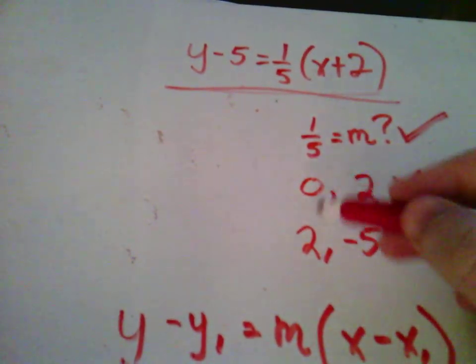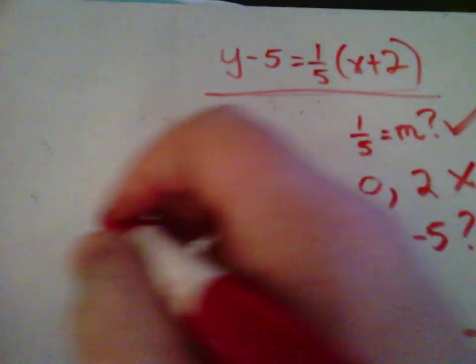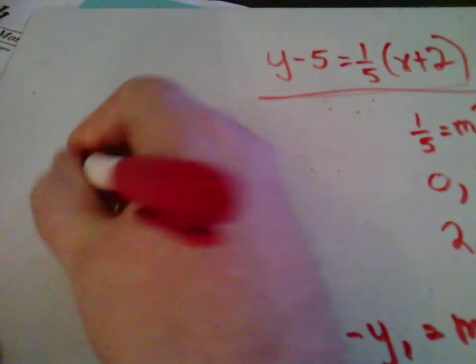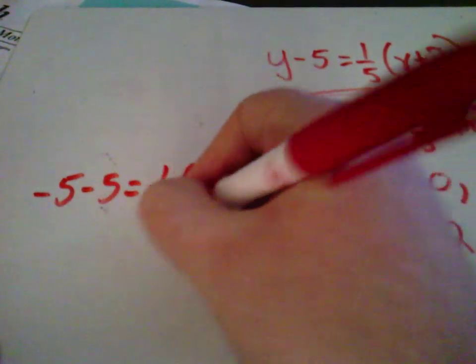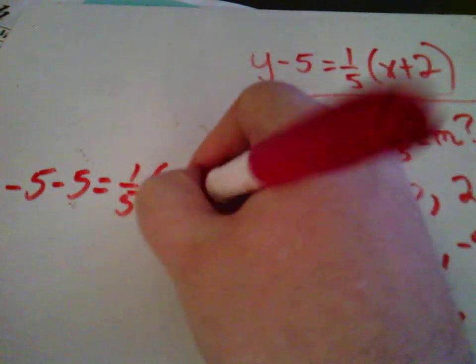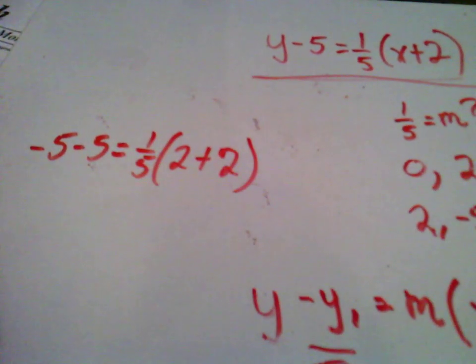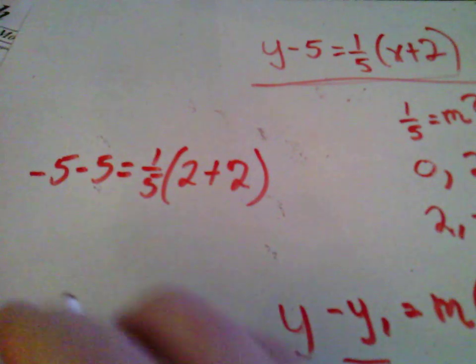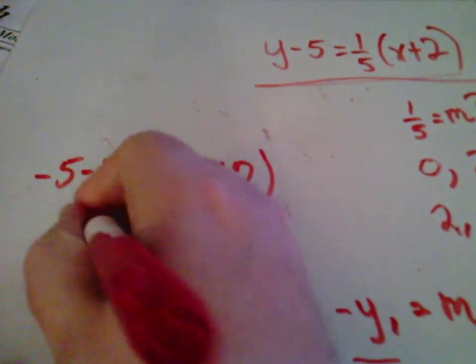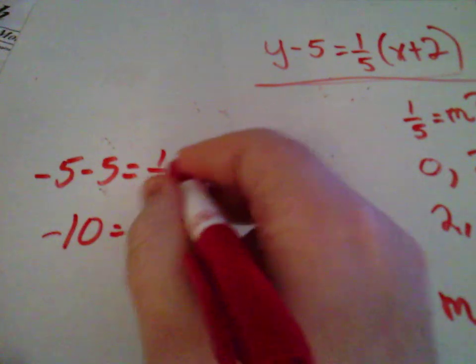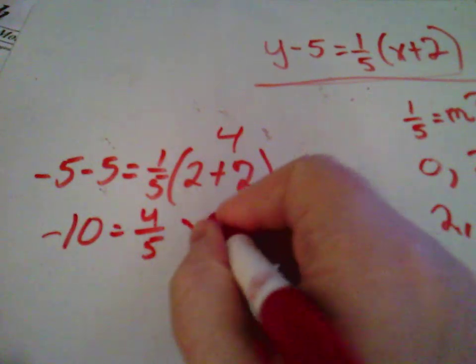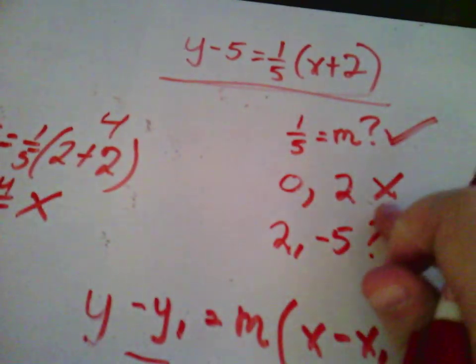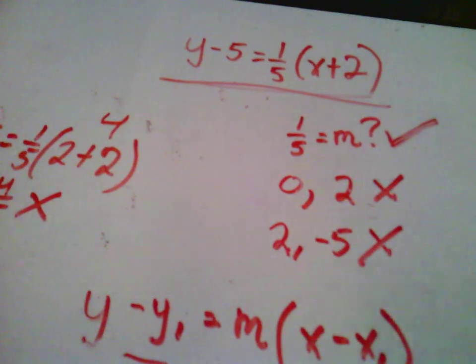That doesn't work. Let's try out 2, -5. Same way, we're going to substitute in. -5 minus 5 equals 1/5 of 2 plus 2. You might look at this already and know this isn't going to work. But let's humor ourselves. -5 minus 5 is -10. Does that equal 1/5 times, well, this is 4. Does that equal 4/5? No. Nope. So this also does not work. It's untrue.